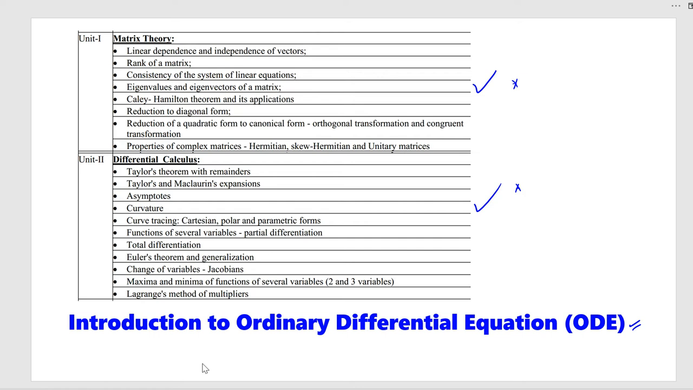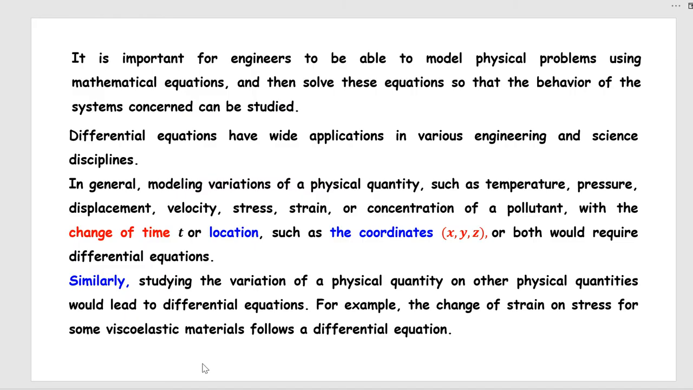Okay, we'll not be solving much problem. These definitions are important because we have to understand what we are going to do. Starting from that, since this is very important for engineers too, modeling of a physical problem using mathematical equations. Whatever physical problem you get, you need to represent it in terms of mathematical equations.